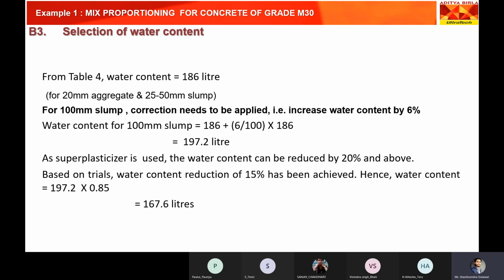As a super plasticizer is used, we will reduce 20% and above. In case we add some super plasticizer, then we will reduce our water quantity by 20%. Based on trials, water content reduction of 15% has been achieved. Hence, water content is equal to 197.2 into 0.85. Then the value comes to 167.6.